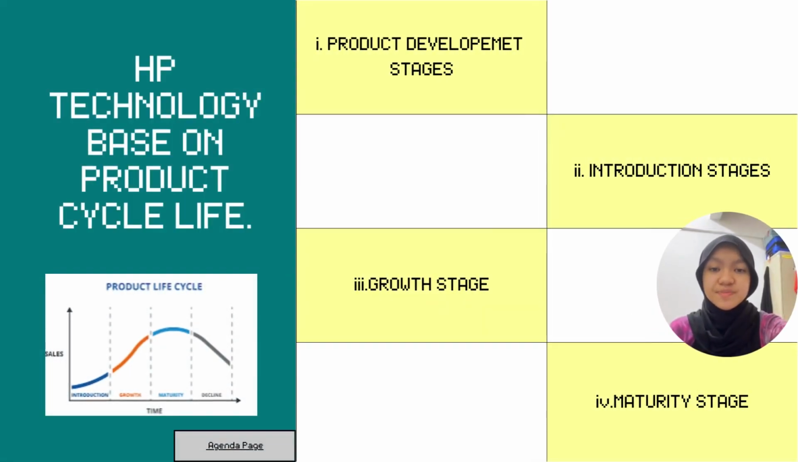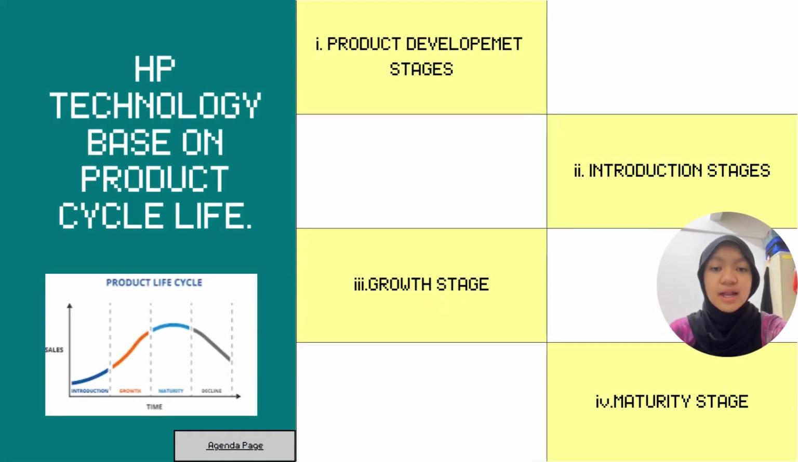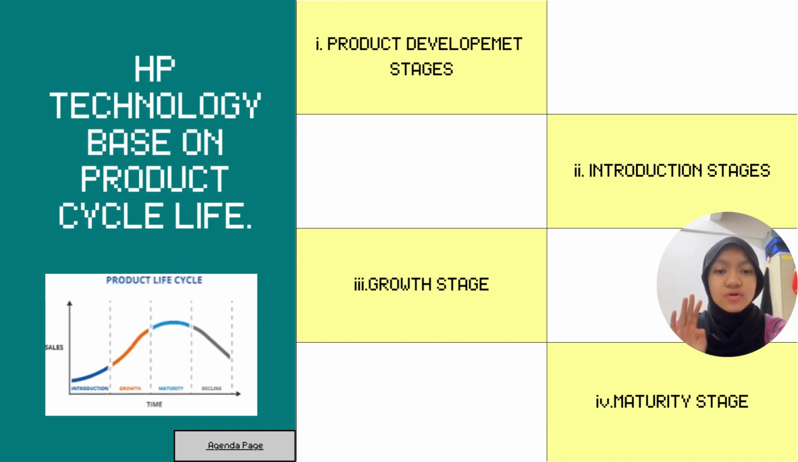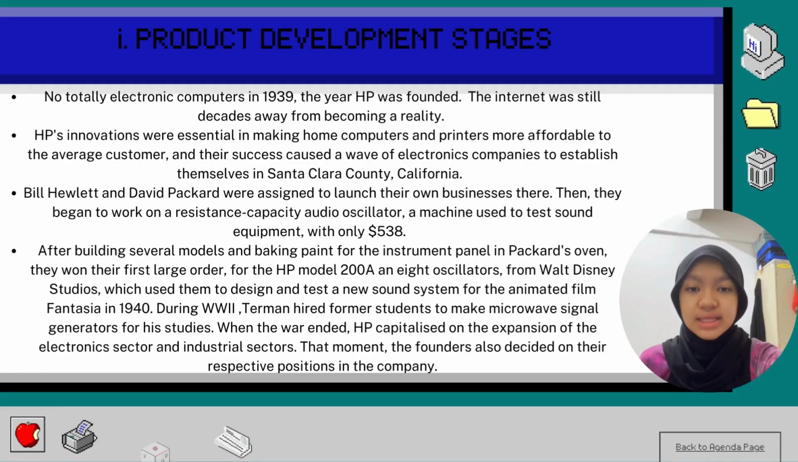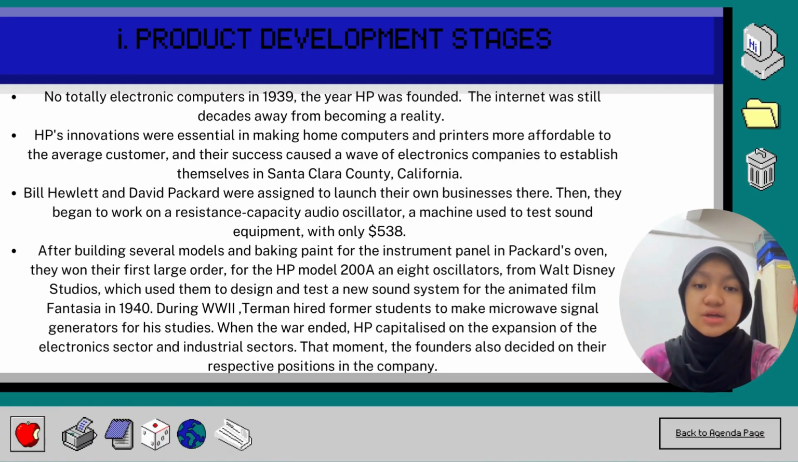Next is about HP technology. Based on the product life cycle, which consists of 4 stages that include the product development stage, introduction stage, growth stage, and lastly the maturity stage. In the first stage, there was no totally electronic computer.